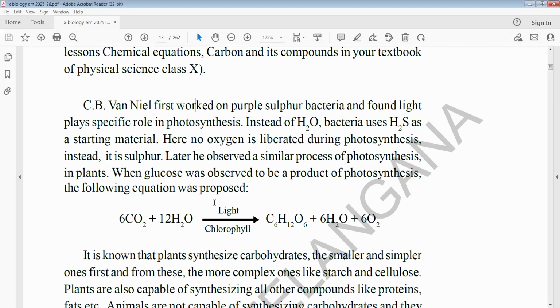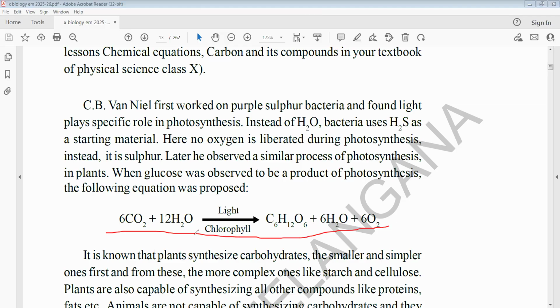complete chemical equation. How many molecules of carbon dioxide are participating, how many water molecules are participating, and with light and chlorophyll, what products are forming, the names of the products in photosynthesis. So this is the most important chemical equation. This also comes in choose the correct answers, the bit paper.